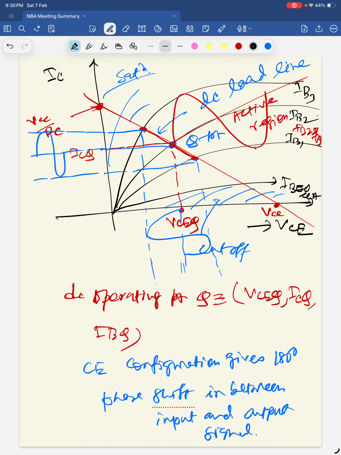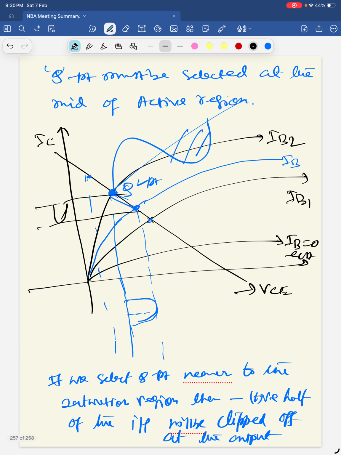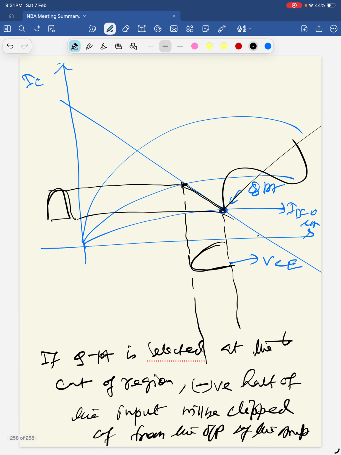So finally we can say that Q point must be selected at the midpoint of the active region whenever we are going for using a transistor as amplifier. So Q point should be selected at the midpoint of the active region. Q point must not be changing throughout the operation. But due to some inherent property of the transistor, Q point changes. How does Q point change? Q point changes by 3 parameters.